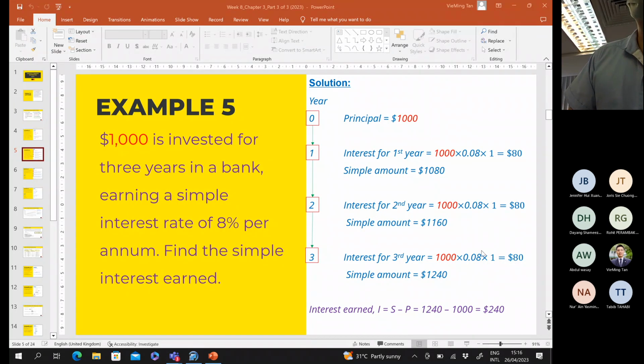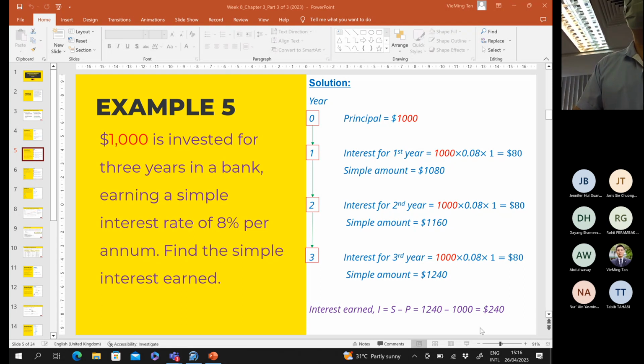So 1160 plus 80, you'll get 1240. All right. So in total, how much interest has been earned in these 3 years? The answer, you can use this formula: I is equal to S minus P. S is the accumulated amount at the end of year 3, minus the original principal. So the answer is still equal to 240, right?